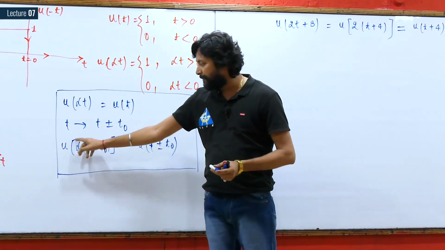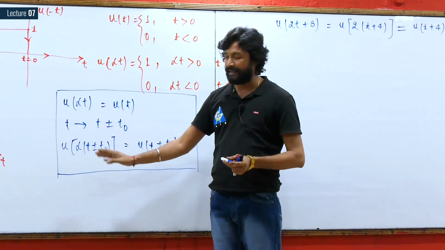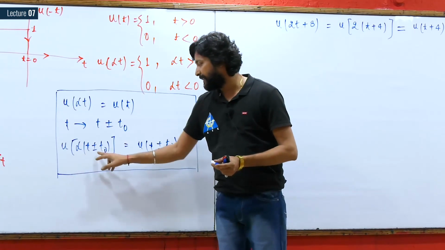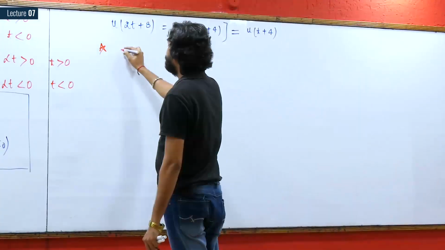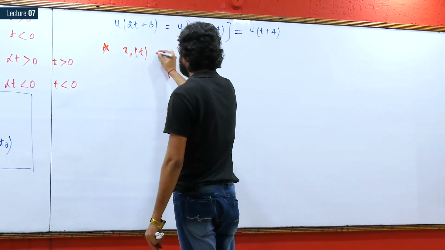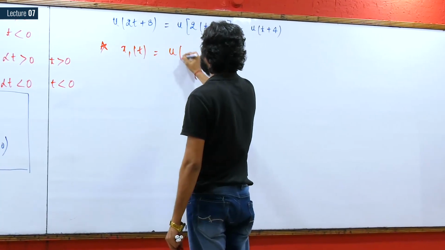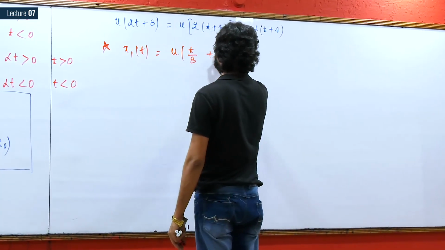But accordingly, if you have obtained this scaling factor common outside, then you can directly discard it, and this value will be equal to u of t plus or minus t naught. So we have to plot the signal x1 of t, that is given to you as u of t by 8 plus 1 by 4.